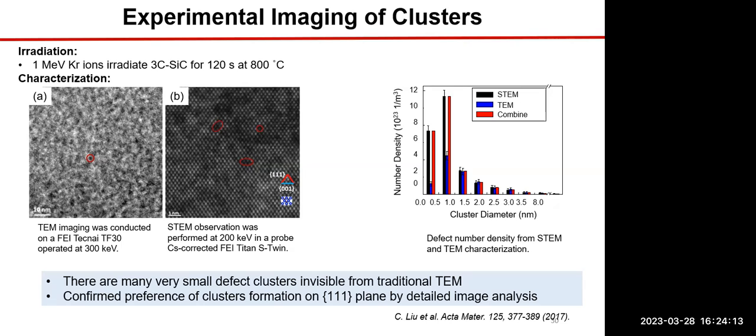From this experiment, we have two main points. The first one is that after we use the STEM measurement, we can see a lot of very tiny defects show up in the irradiated samples, which is difficult to observe with traditional TEM measurement. Another point I want to mention is that those tiny defects prefer to stay along the 1-1-1 plane, which means that the clusters can have some preferred morphology in the irradiated samples.